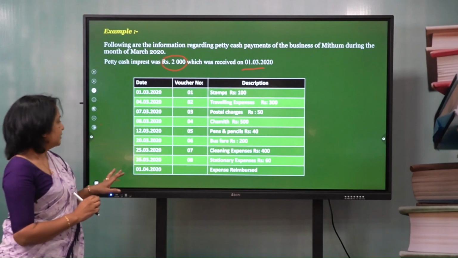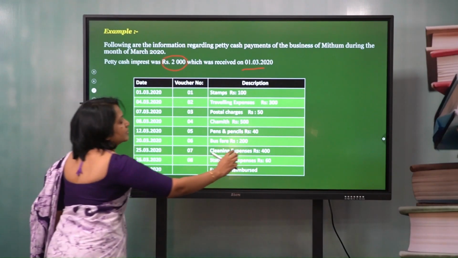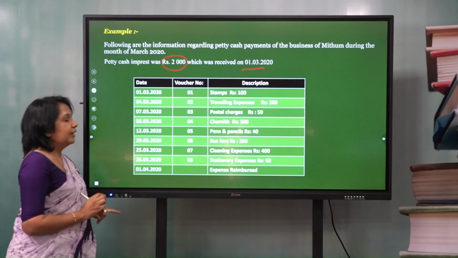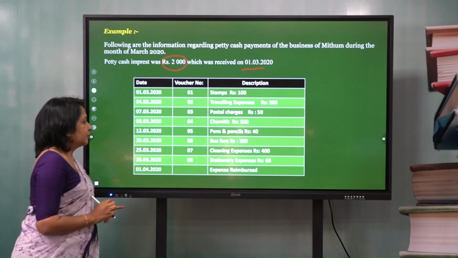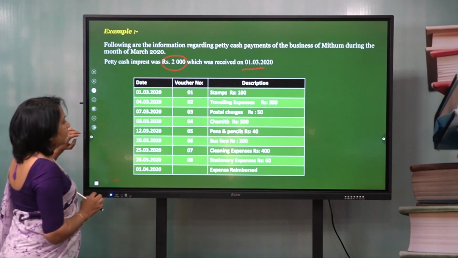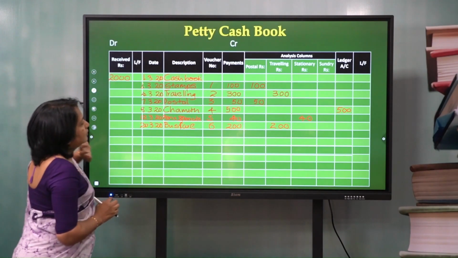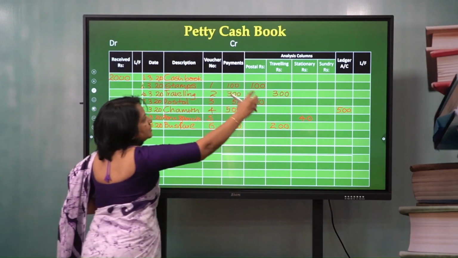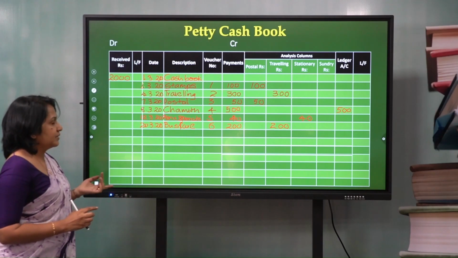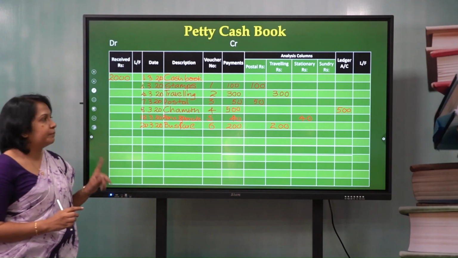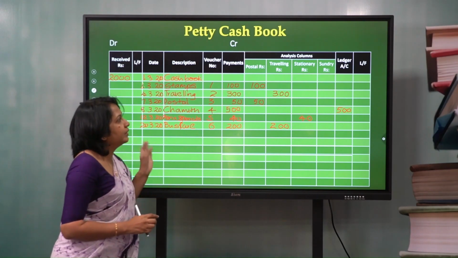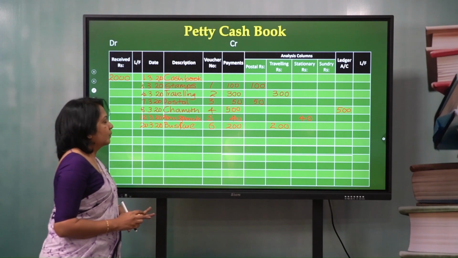Next transaction is cleaning expenses rupees 400 occurred on 25th March 2020 and the voucher number is 7. Okay, we'll see how we can enter this transaction in the petty cash book. Now, we have taken columns as postal, traveling and stationery. But children, this cleaning expenses, they have done only once for the month. So that kind of expenses which is occurring very rarely, we record in the sundry expense column.